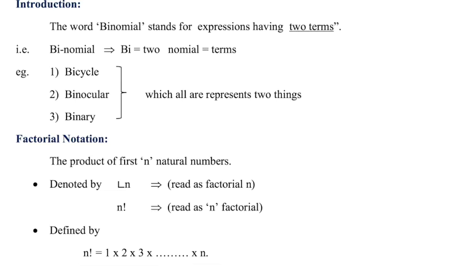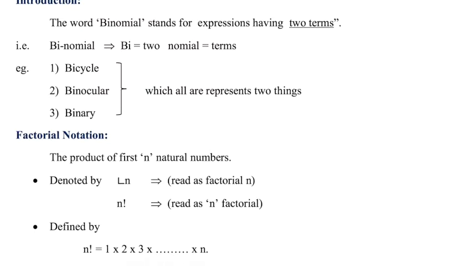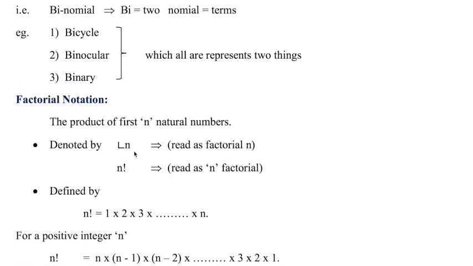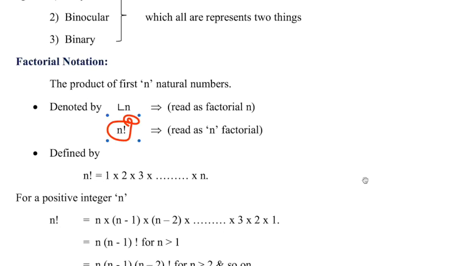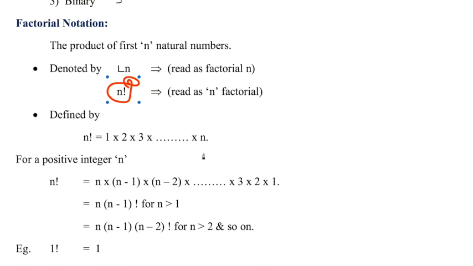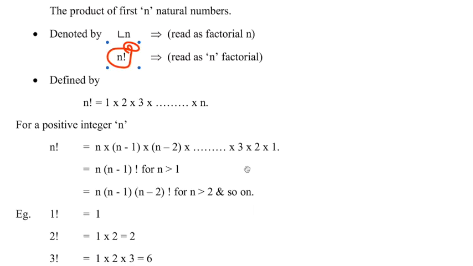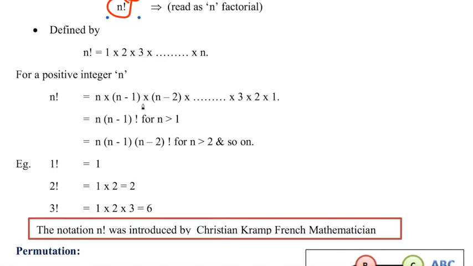Let's see the factorial notation. The product of first n natural numbers is denoted by n factorial. It can be represented in this way or in this way. This is quite common. This is read as n factorial. N factorial is defined as 1 into 2 into 3 into and so on up to n. For a positive integer, n factorial is n into n minus 1 into n minus 2 and so on, 3 into 2 into 1.